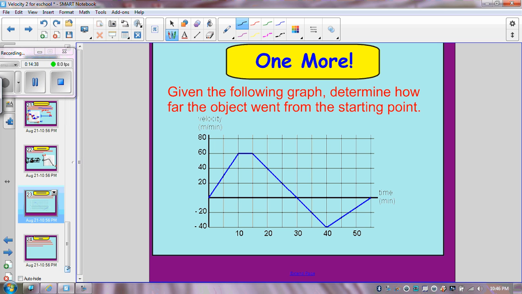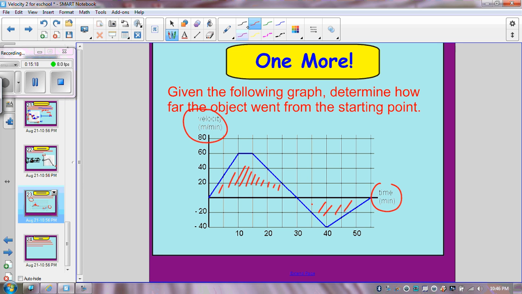Alright, looks like we've got 2 more slides. This slide right here. Given the following graph, determine how far the object went from the starting point. This actually is a little review, not having to do with motion maps, but simply doing graphical analysis. It wants to know how far from the starting point that this object went. So we're looking at displacement. Remember, we're looking at a velocity versus time graph, and that means by finding displacement, we're going to find the area under the curve. It looks like the shapes we're dealing with are a trapezoid and then a triangle. Now, I don't know about you, but remembering the area of a trapezoid is kind of difficult.